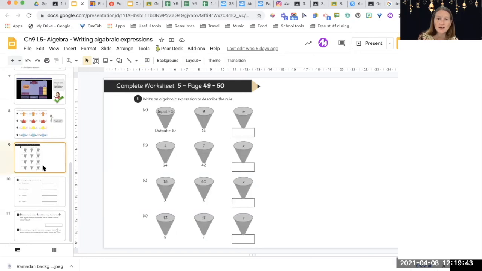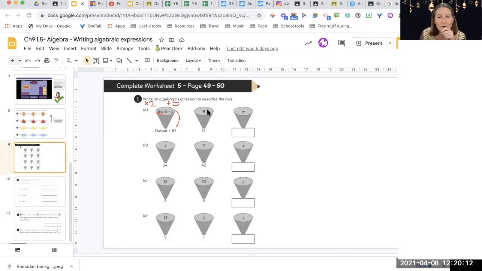Write an algebraic expression to describe the rule. Okay, so the input is 5. It comes out as 10. So it starts as 5 and it goes to 10. Plus 5, or times 2. Okay, you're right. It could be plus 5 or it could be times 2. So then we have to look at the next one in the pattern to find out which one.